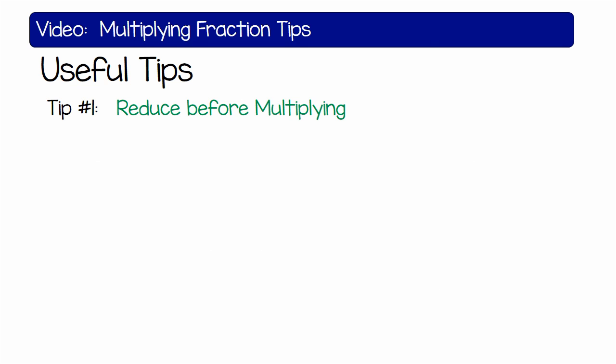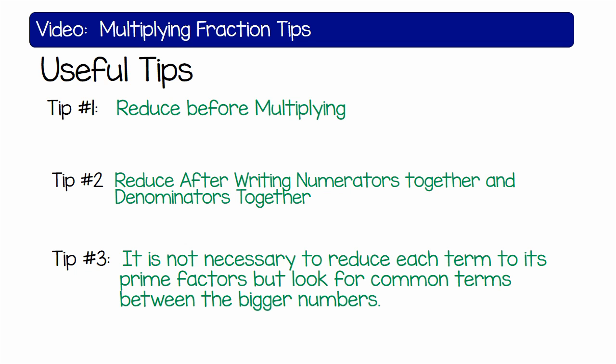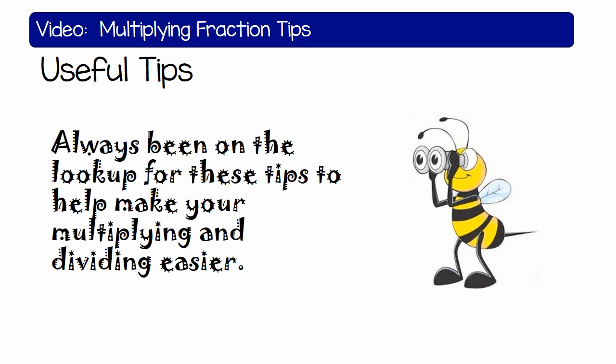To summarize our tips, reduce before multiplying, reduce after writing numerators and denominators together. It is not necessary to reduce each term to its prime factors, but look for common terms between bigger numbers. Always be on the lookout for these tips to help make your multiplying and dividing easier.